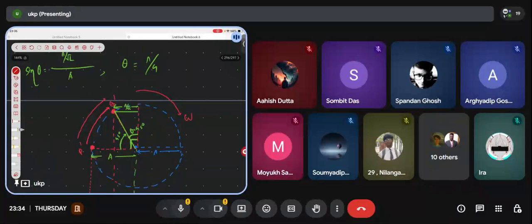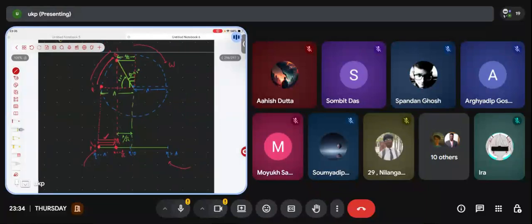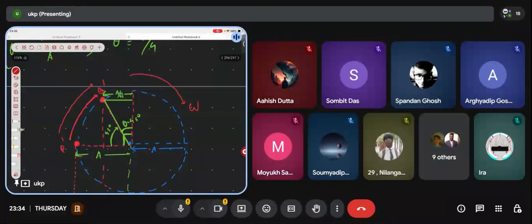So can I say, ladies and gentlemen, the time taken by the SHM wala particle to travel from P to Q is the same as the time taken by the UCM wala particle to travel from P prime to Q prime? And how much is the time taken by the UCM wala particle to travel from P prime to Q prime?